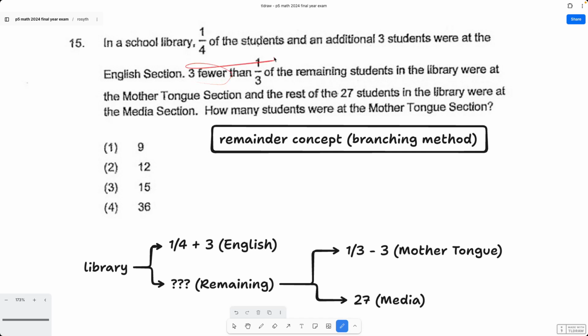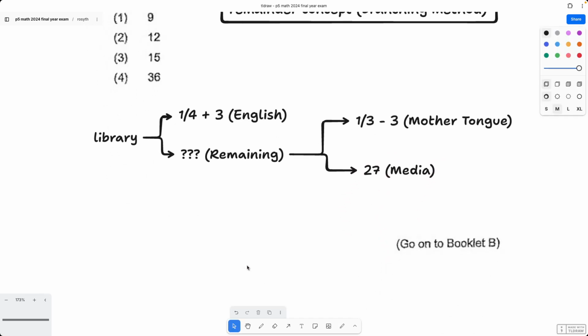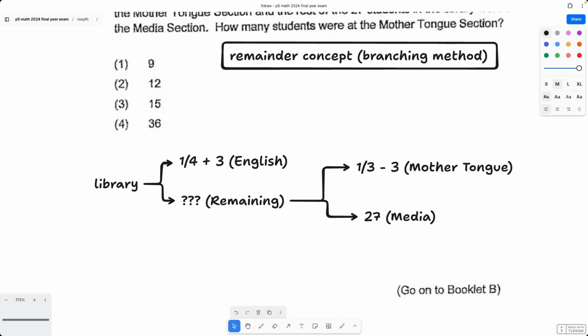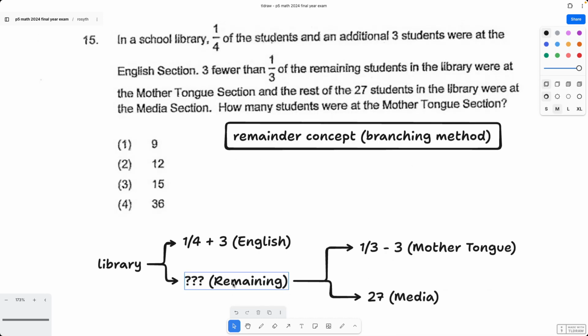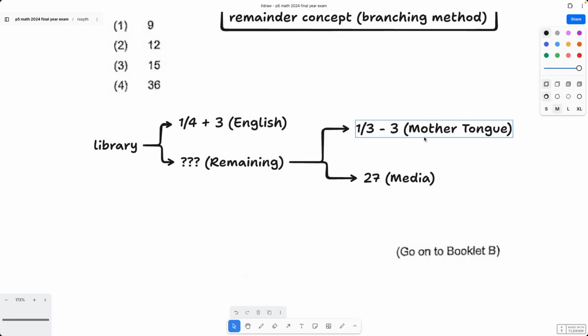So 3 fewer than 1/3, so 1/3 minus 3. So this means 3 fewer than 1/3 of the remaining students are in the library in the mother tongue section, and the rest of 27 students is in the media section, as what you see over here. So how do you get the remaining? We don't really care about the remaining because we care about how many students were at the mother tongue.